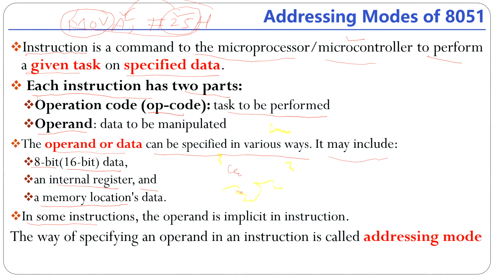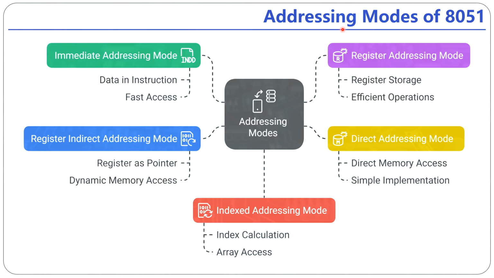The way of specifying an operand in an instruction is called addressing mode. Okay, now we come to the next slide. Addressing modes of 8051. This is the basic structure of the addressing mode.